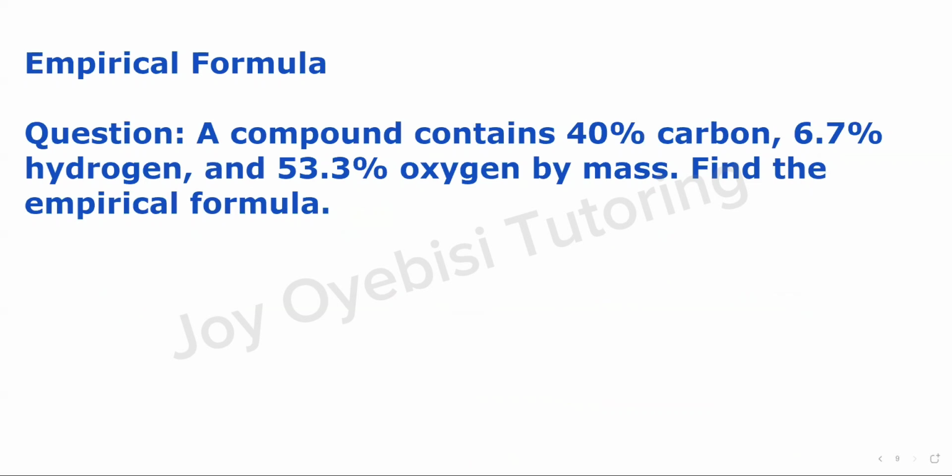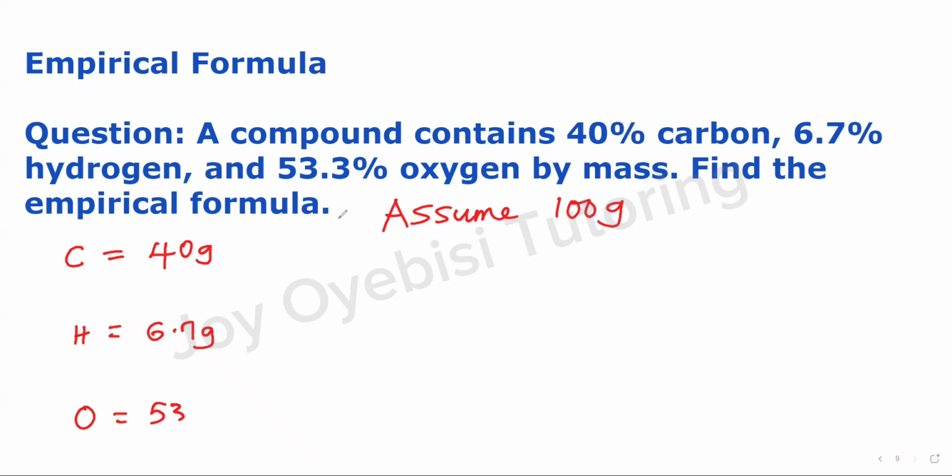So this question says, a compound contains 40% carbon, 6.7% hydrogen, and 53.3% oxygen by mass. Find the empirical formula. The first thing we do is assume 100 grams, okay? Which simply means you're going to go ahead and do carbon equals 40 grams instead of the percent. And then hydrogen is 6.7 grams and oxygen is 53.3 grams. So we're changing all of these percentages to grams when you assume 100 grams. So that means that if you add everything here, it's going to be equal to 100. So we're good with that.